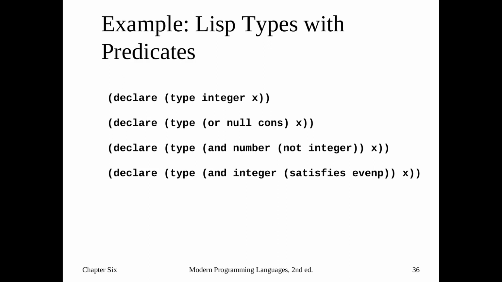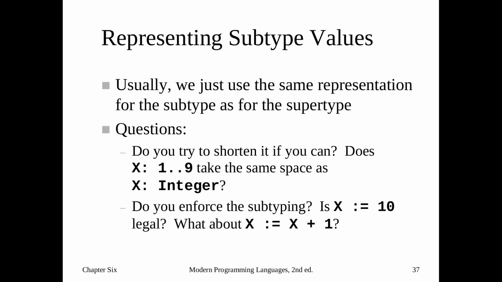we can declare a new type. We have type integer x, right? We can then declare a type with the predicate or null cons, so null or cons x, right? And we can then further declare a whole bunch of other ones. Basically, we're just saying that what's going on here is we can define and refine types using these predicates.